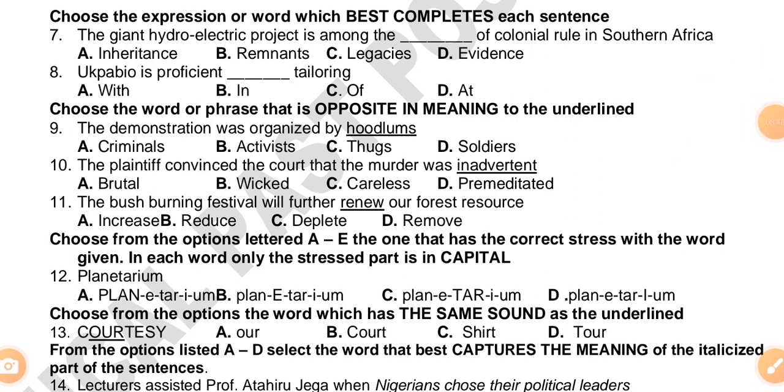Question 10. The plaintiff convinced the court that the murder was inadvertent. What is the opposite meaning of inadvertent? A, brutal. B, wicked. C, careless. D, premeditated. The answer is D, premeditated. Inadvertent means that it wasn't planned. It just happened. You couldn't help it. But premeditated is something planned.